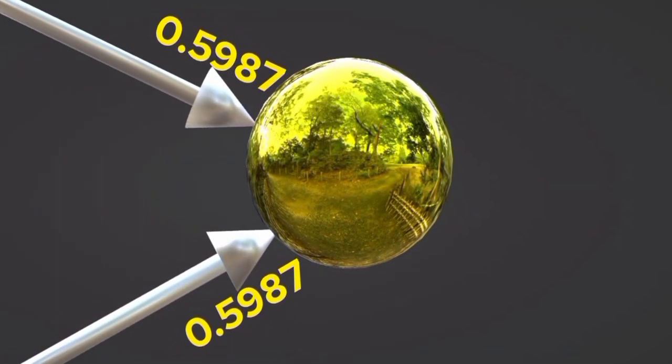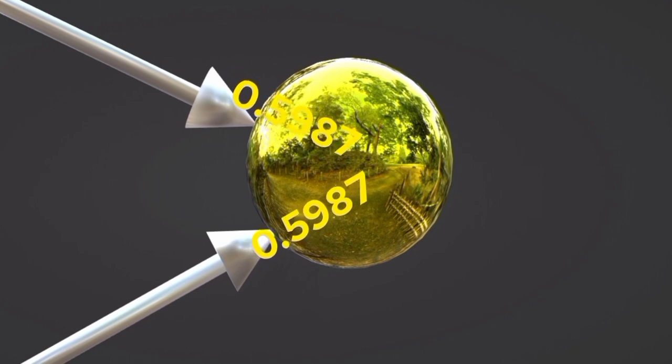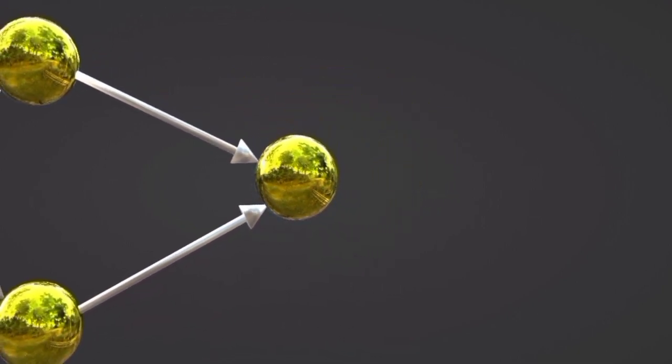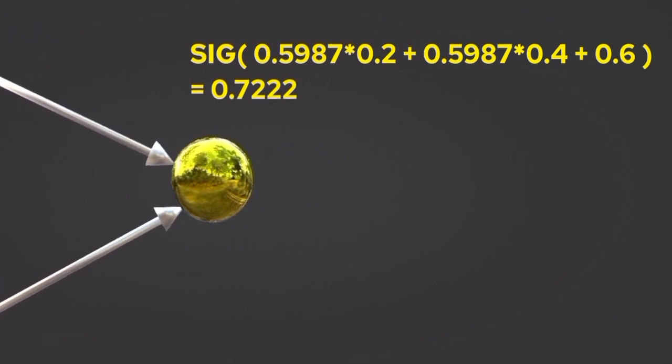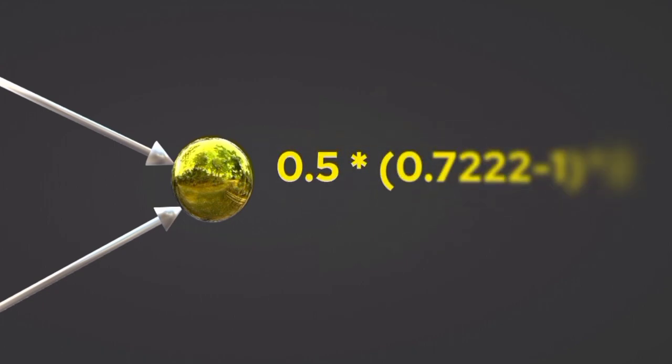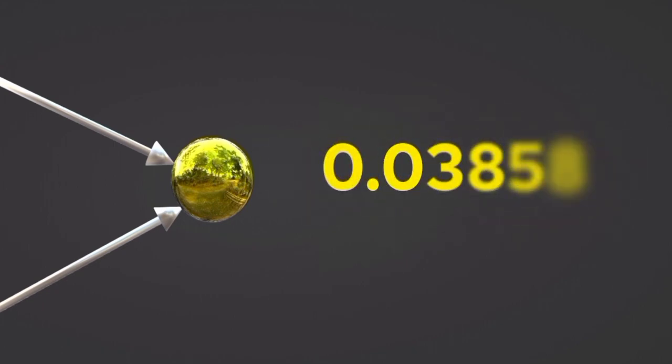Those values are sent to the last neuron, where the same thing happens. It also applies the sigmoid activation to those values, with weights multiplied and the bias added. Now what we predicted is 0.7222, but the expected is 1. We calculate the distance between what is expected and what is predicted, that is the loss.